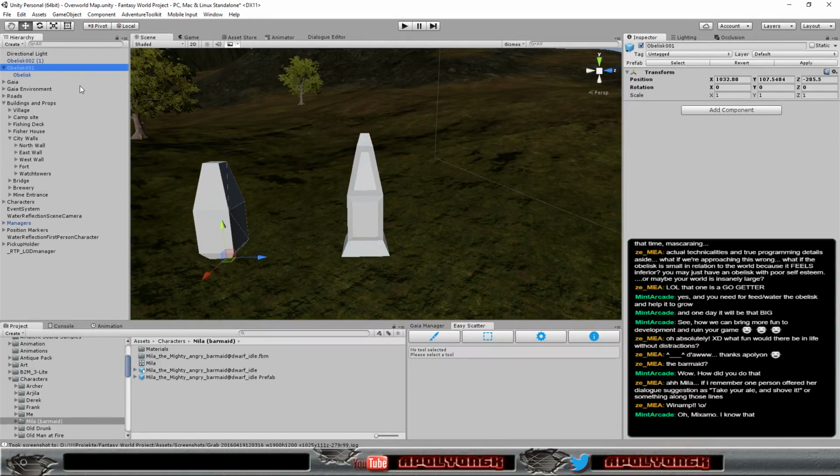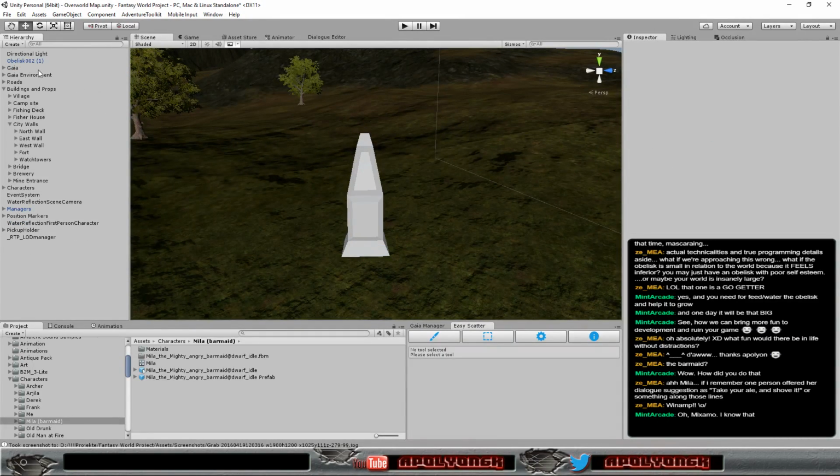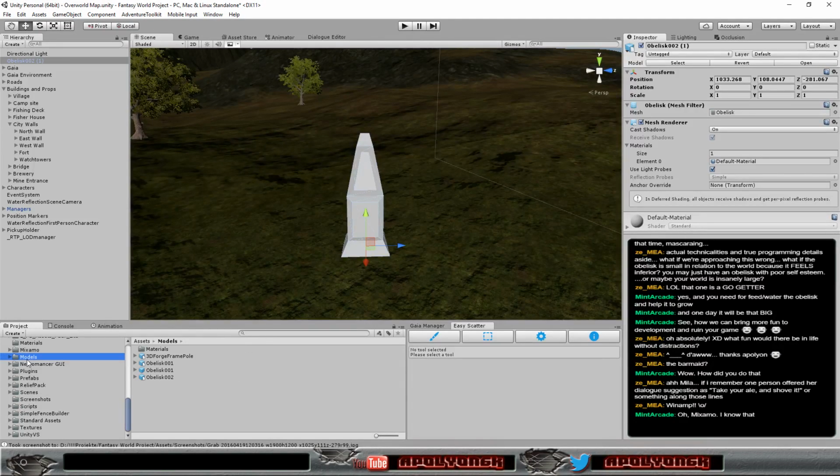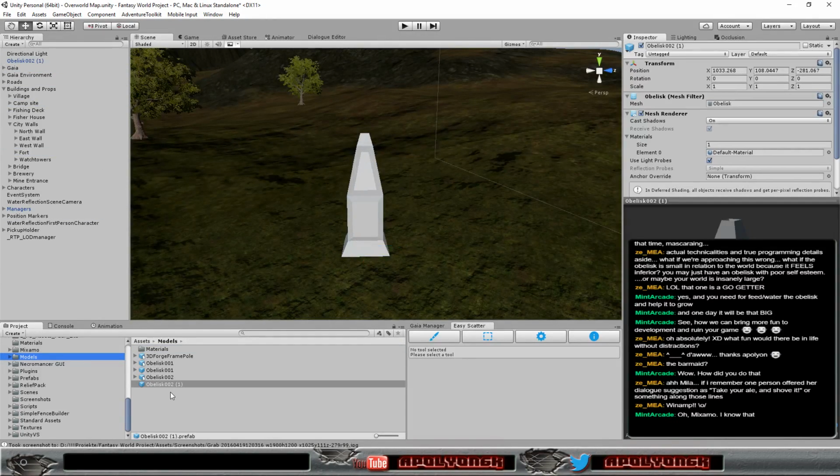And we can remove this one because we don't need it anymore. Prefab in here as well.